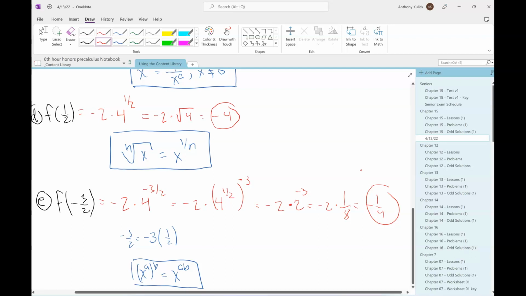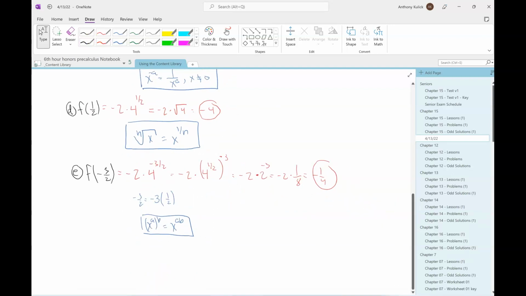Everybody's cool? Again, all of these things were stuff you could just type in your calculator, right? The point of this, though, wasn't to get the right number. The point of it was just to review these properties of exponents, because it's been a minute since we've had to use these on a regular basis.